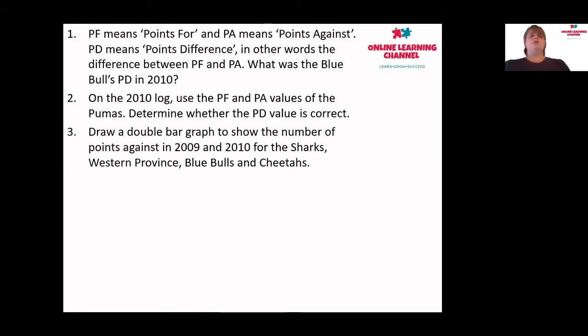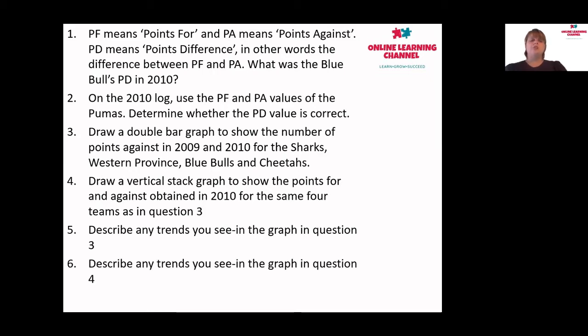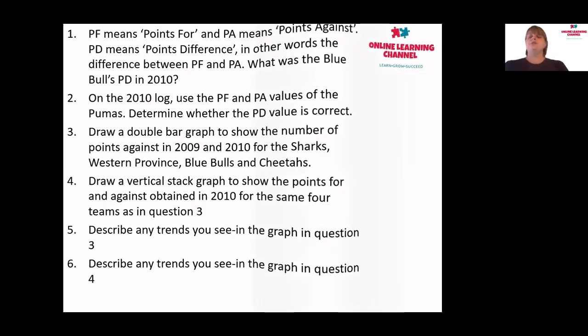Question 3, draw a double bar graph to show the numbers of points against in 2009 and 2010 for the Sharks, the VPA, Blue Bulls, and Cheetahs. Question 4, draw a vertical stack graph to show the points for and against obtained in 2010 for the same 4 teams as in question 3. Number 5, describe any trends you see in the graph in question 3. And number 6, describe any trends you see in the graph in question 4. Okay, so let's start with the first question.